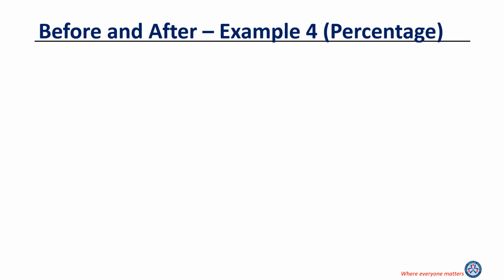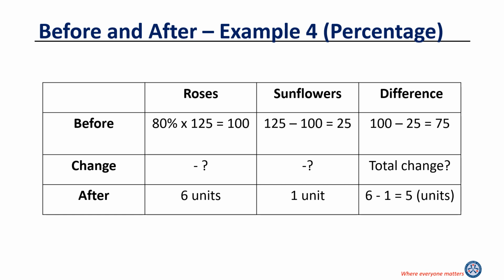Let's list all given before change, the change and after change information. No conversion is needed since the information is already in units and numbers. We know the difference between the number of roses and sunflowers remains unchanged. So we make the difference after change, that is 5 units, equal to that before change, and that is 75.